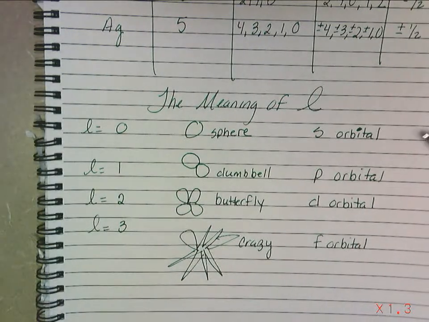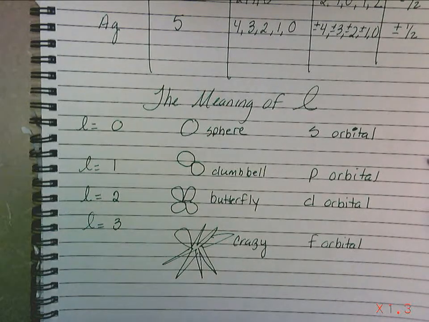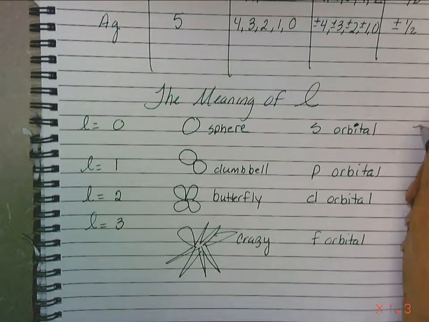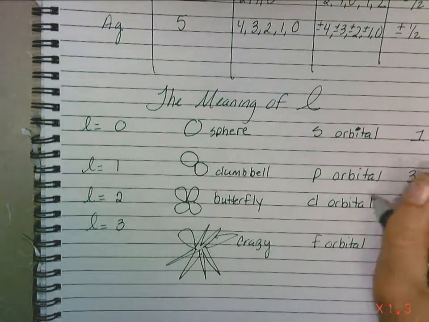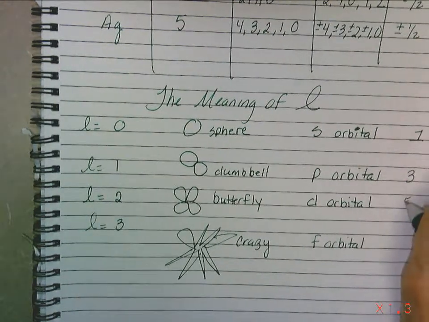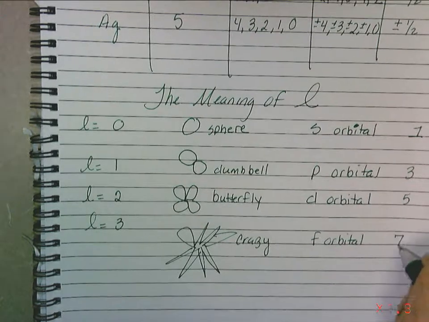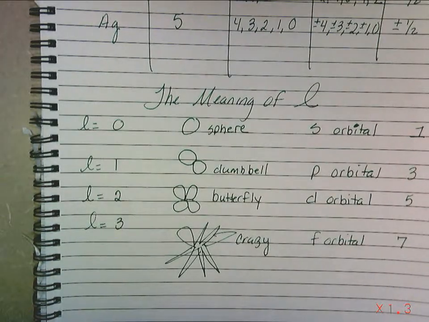Now, in case you're wondering how many of these are there, well, on any hotel floor, you're only going to find 1 of the S. You could find 3 P's, 5 D's, and 7 F's. That 1, 3, 5, 7 probably sounds a little familiar from your middle school days.